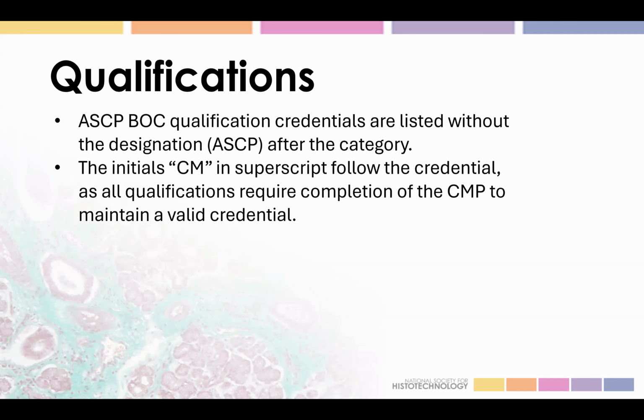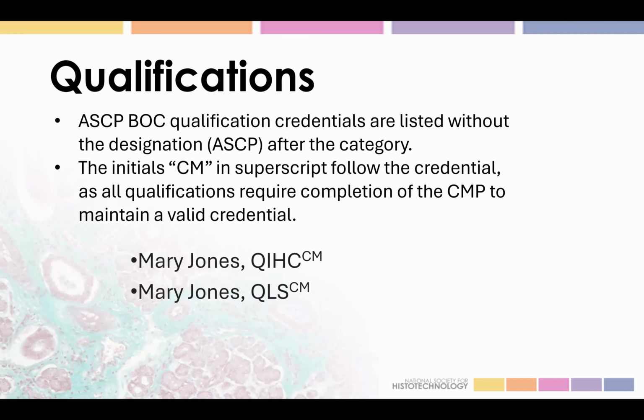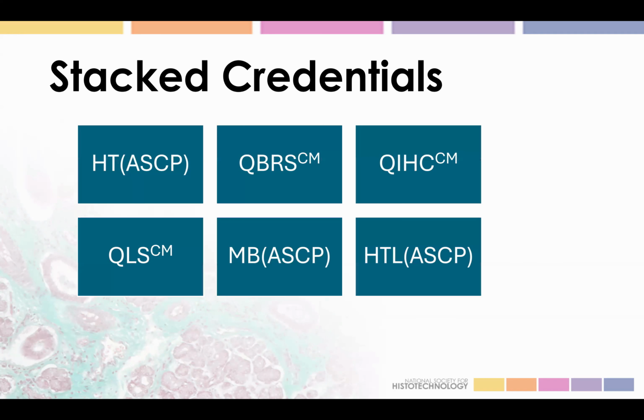But what about qualifications you may have earned? ASCP qualification credentials are listed without the designation ASCP after the category. The initials CM in superscript follow the credential, as all qualifications require completion of the CMP to maintain a valid credential. But you say, Aubrey, I've earned multiple credentials or qualifications. And here's where it gets fun. You've put in the work, so let's make sure we list your credentials correctly.